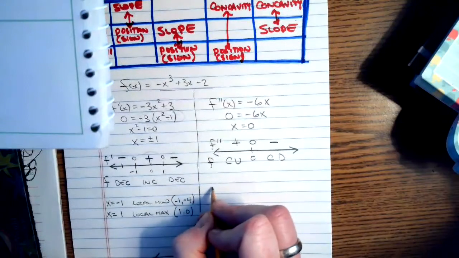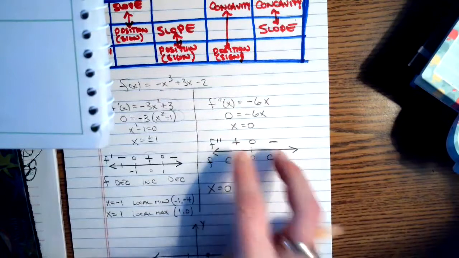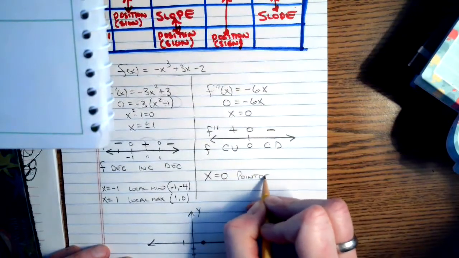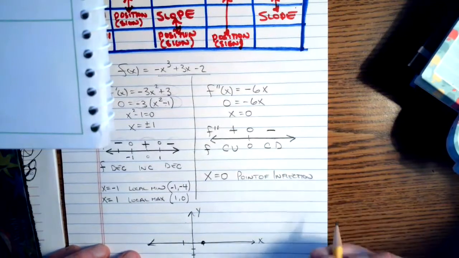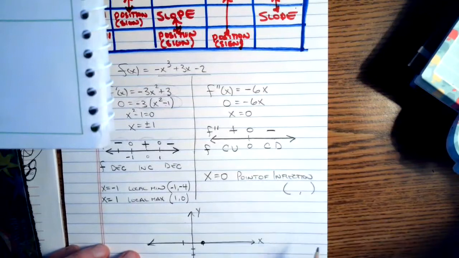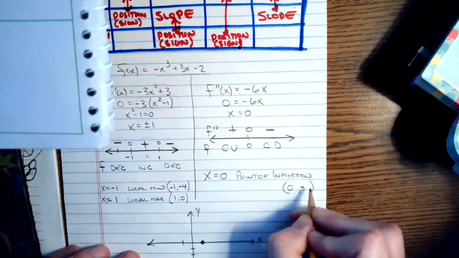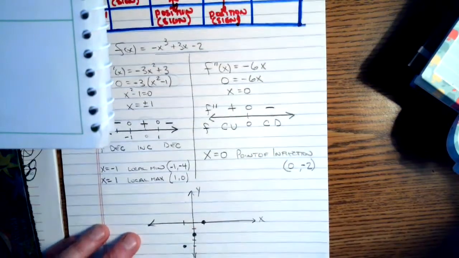So what does that mean? That means at x equals 0, I have a place where the concavity changed. And what does that represent? That represents a point of inflection. And I can get its actual coordinate by going back to the original function, putting in 0, and you can see I get negative 2. So I'm going to go to 0, negative 2 right there.